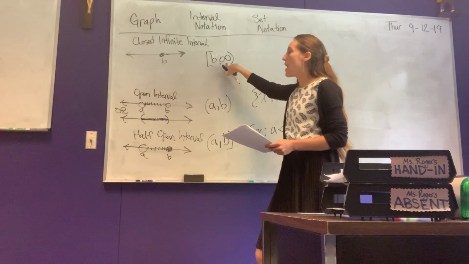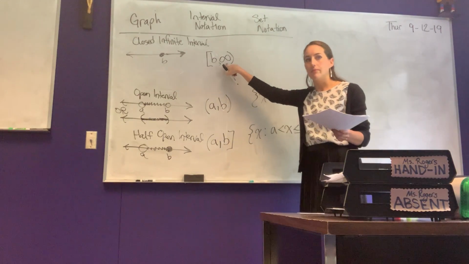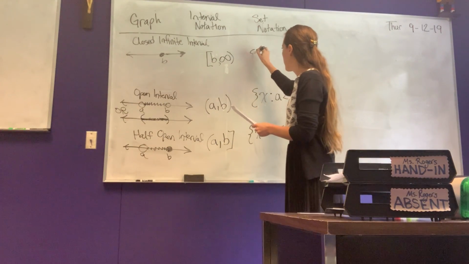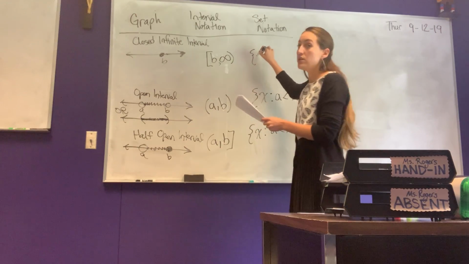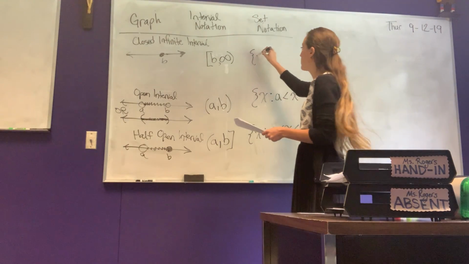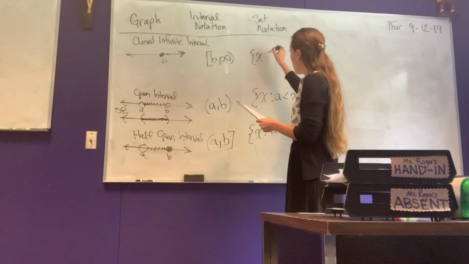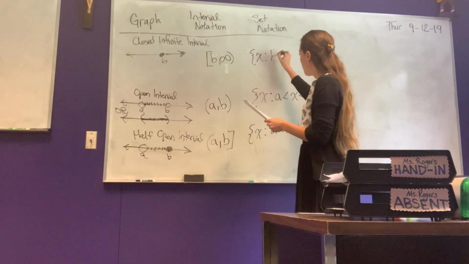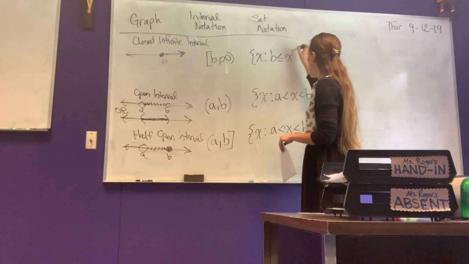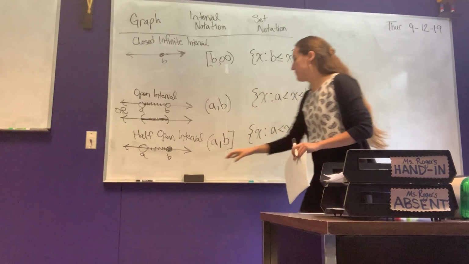Yes. Will there ever be a bracket around infinity? No, it doesn't make any sense. Why? You can never reach infinity. You can only approach it. Set notation for all X, our B is going to be less than or equal to X, close bracket.